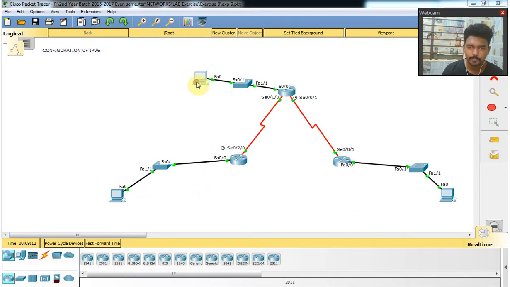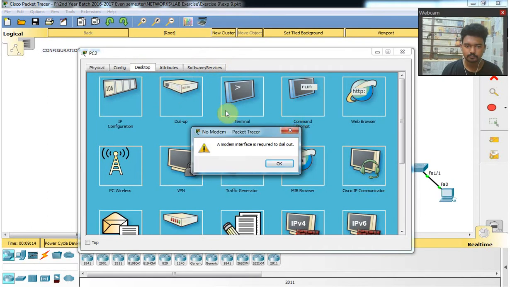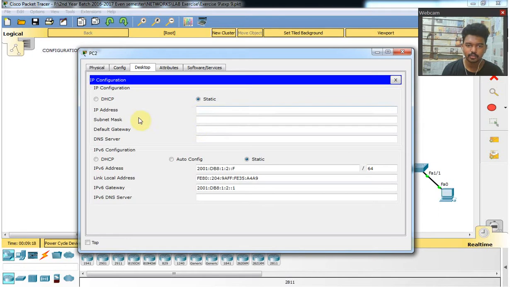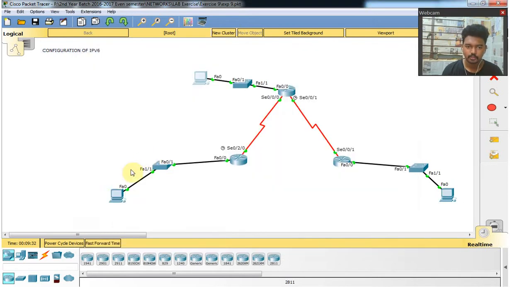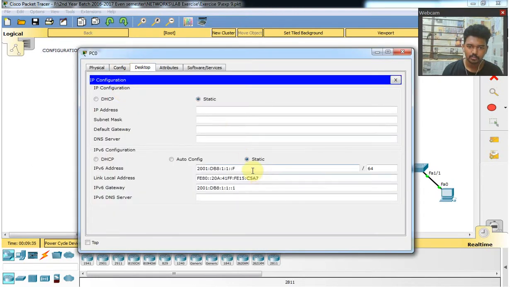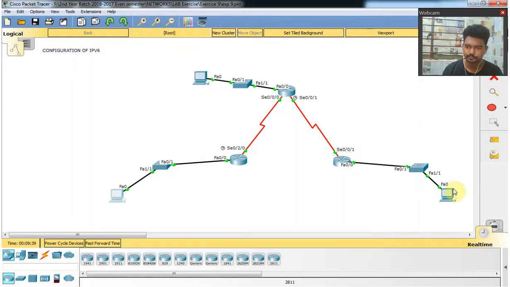Over here in this first PC, earlier we used to give the IP address and subnet mask, but now this is the IPv6 configuration. This is the IP address, this is the /64, and this is the default gateway. And you can see for the other PCs we have already mentioned the IPv6 address of that particular system.